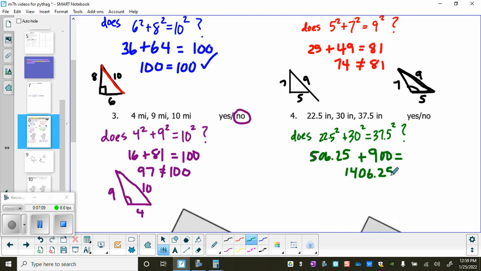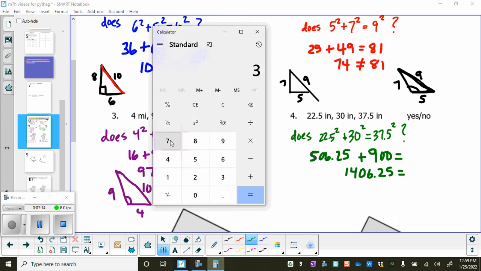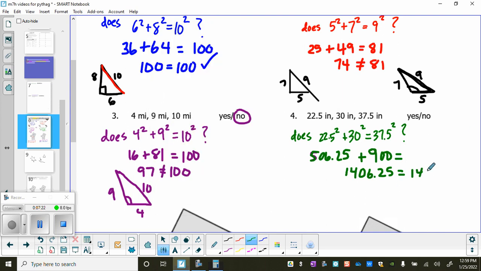And we want to check to see now, does that equal this number squared? So the 37.5 squared, check it out. Yep, it's the same thing. So that does equal 1406.25. And since they are the same, then yes, these are the dimensions of a right triangle.